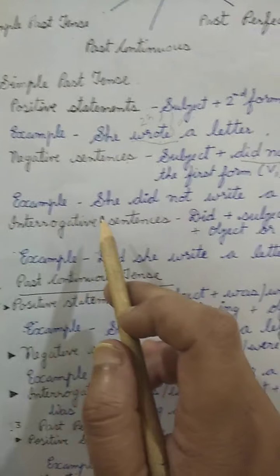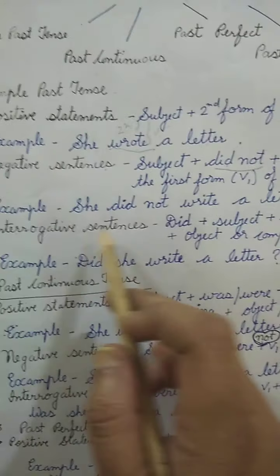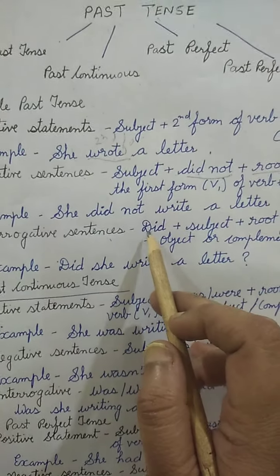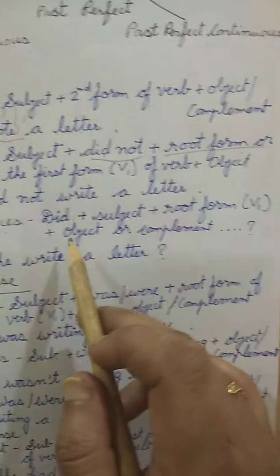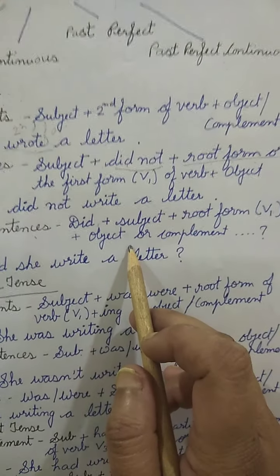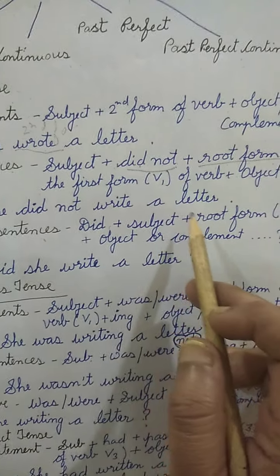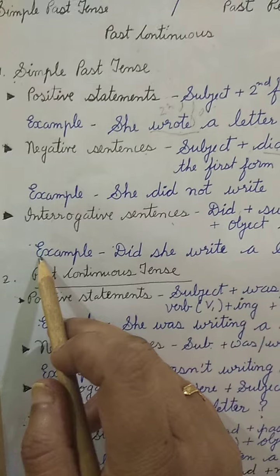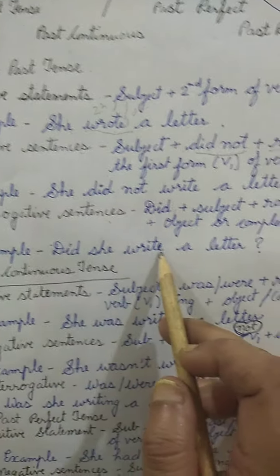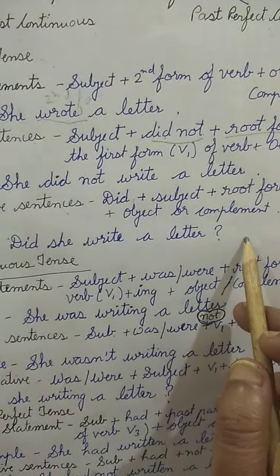Next, interrogative sentence or the question form. Here the did comes in the beginning, then subject plus root form of verb and object or complement. With did, we always use the first form of verb. For example, did she write a letter?